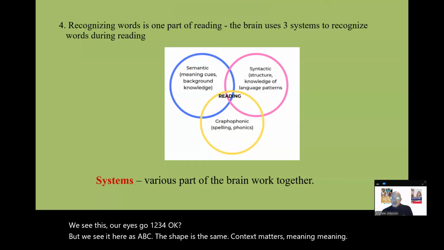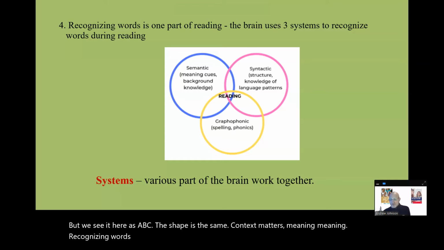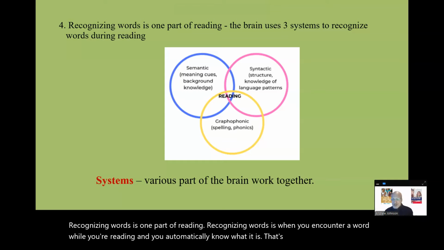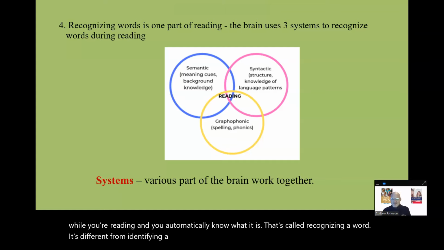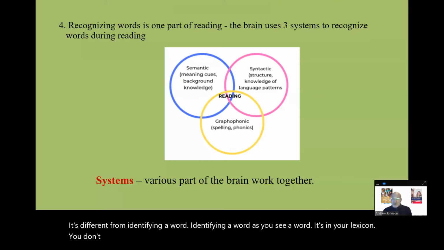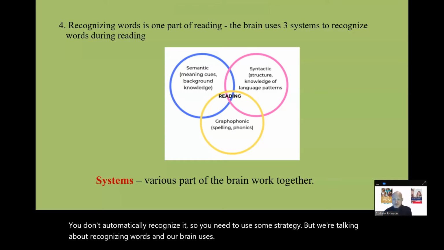Recognizing words is one part of reading. Recognizing words is when you encounter a word while you're reading and you automatically know what it is. That's called recognizing a word. It's different from identifying a word. Identifying a word is when you see a word, it's in your lexicon, you don't automatically recognize it, so you need to use some strategy. But we're talking about recognizing words, and our brain uses three systems to recognize words.